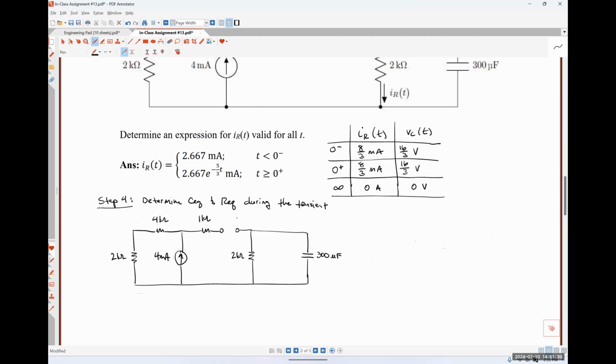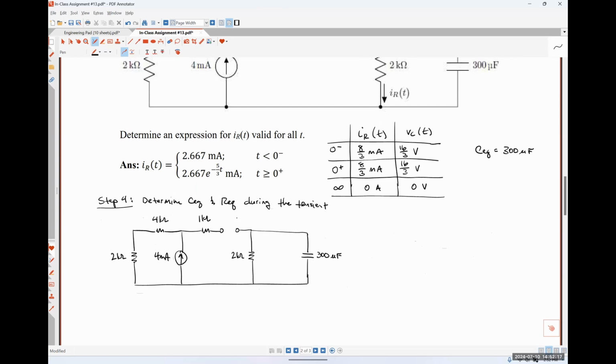Okay, so let me explain exactly what it is that we're doing here. So first, let's figure out what CEQ is, because that should be incredibly easy. Anybody have any thoughts on CEQ? Microfarads. 300 microfarads. There's literally only a single capacitor in this circuit, so it can't be anything else. So that part's pretty easy. So CEQ is equal to 300 microfarads.